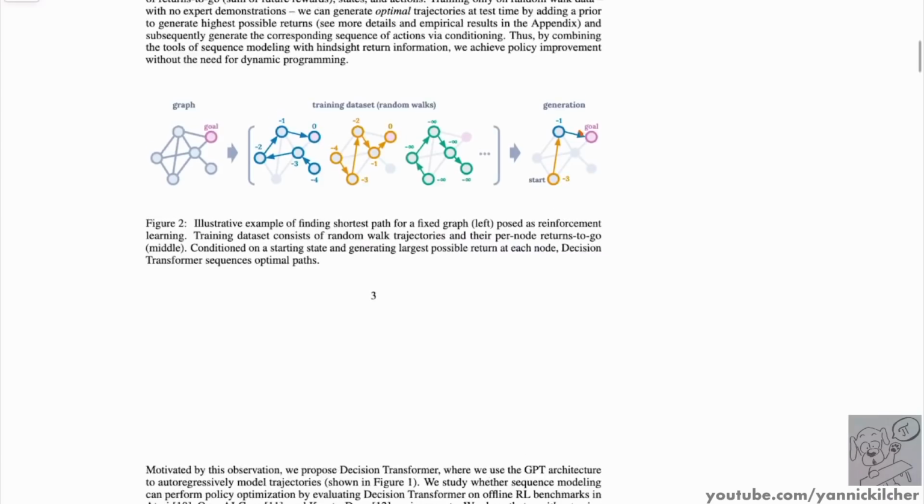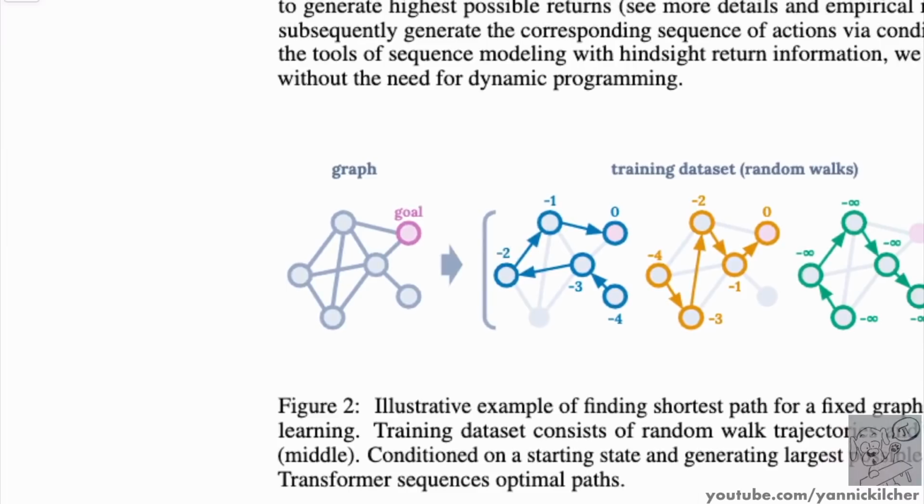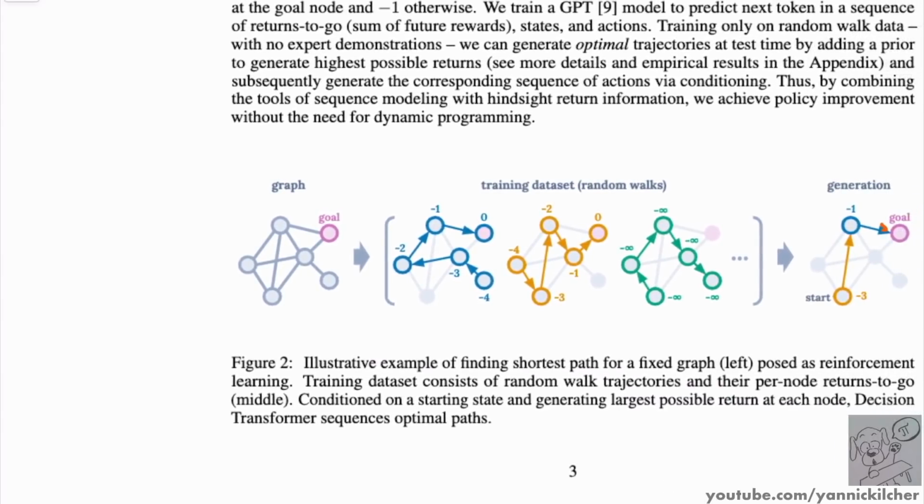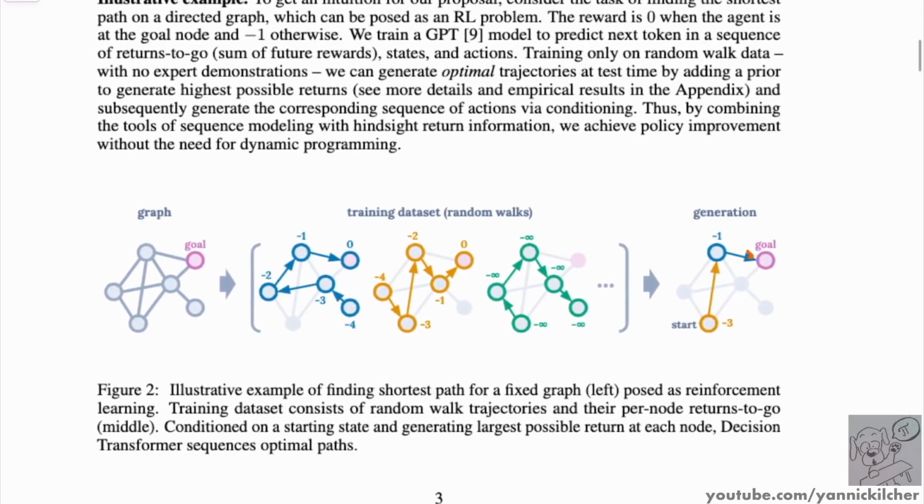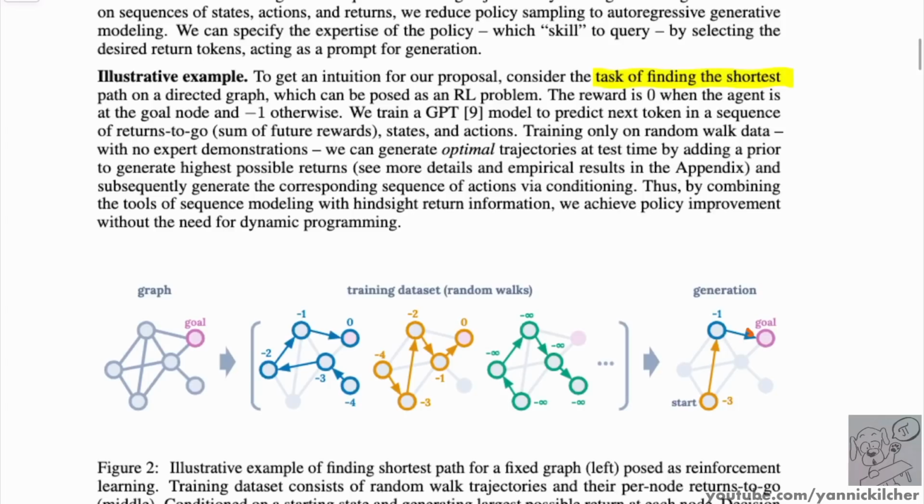Their idea of what happens is encapsulated again in this thing right here. This is a very simple example problem that they come up with. They consider a task of finding the shortest path on a directed graph, which can be posed as an RL problem. The reward is 0 when the agent is at the goal node and -1 otherwise. We train a GPT model to predict the next token in a sequence of returns to go, which is the sum of future reward, state, and actions. Training only on random walk data with no expert demonstrations. We can generate optimal trajectories at test time by adding a prior to generate the highest possible returns.